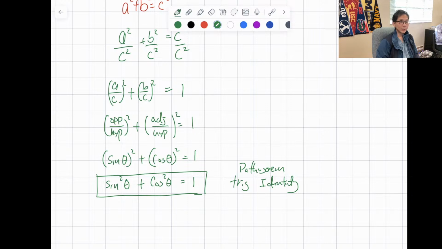This is called the Pythagorean identity for trig. We know a squared plus b squared equal to c squared is a Pythagorean identity for geometry, but this is the first time we learn about trig. What we're going to do is divide another way.